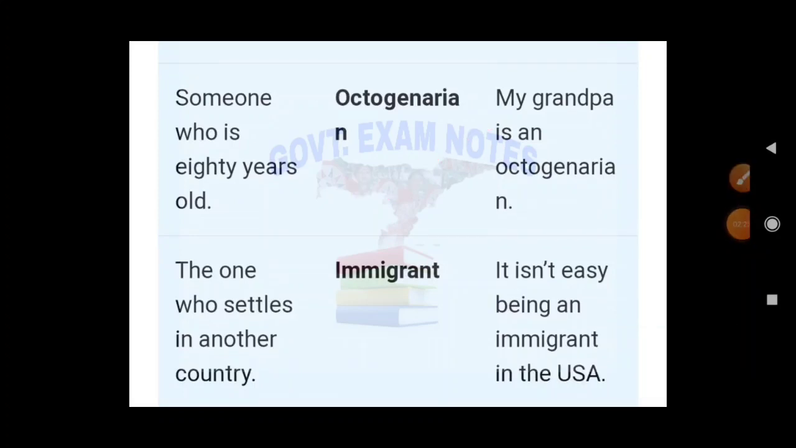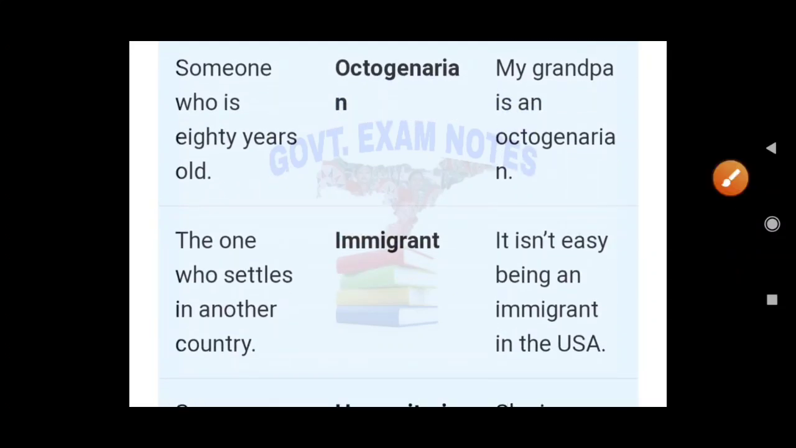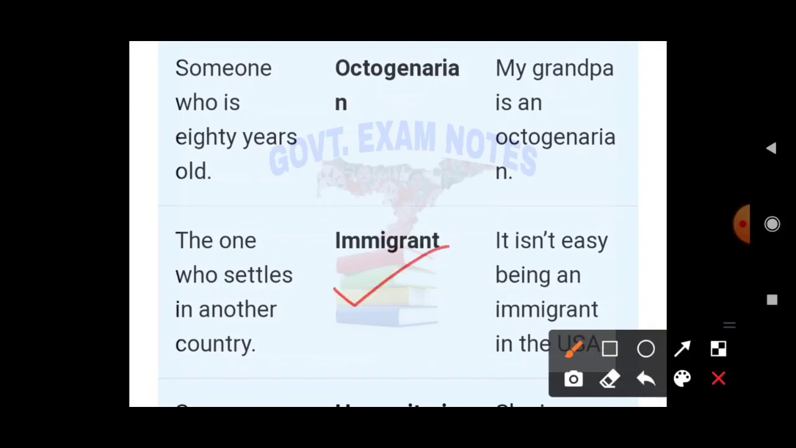Next is immigrant. This is the one who settles in another country. If a person goes and settles down in another country, he will be called immigrant in that new country. And the person who leaves this country to settle in another country will be called emigrant. So here, who settles in another country is called immigrant, and the person who leaves his country is called emigrant.